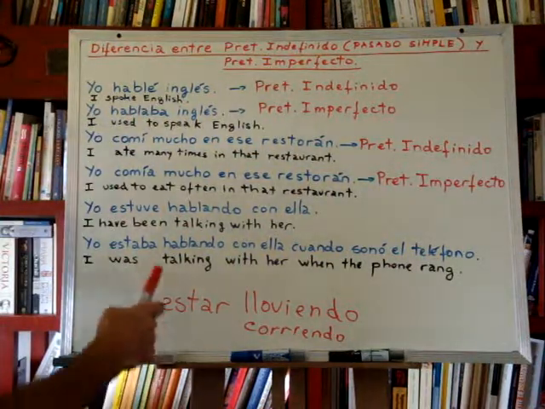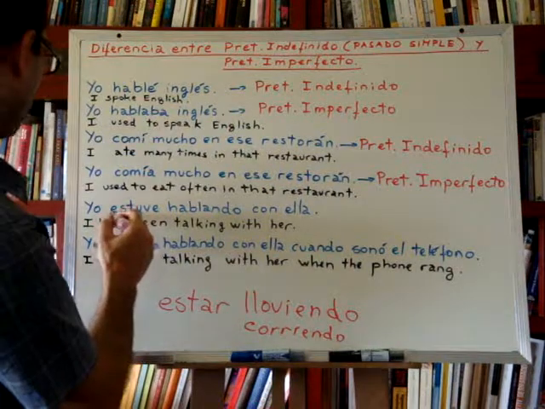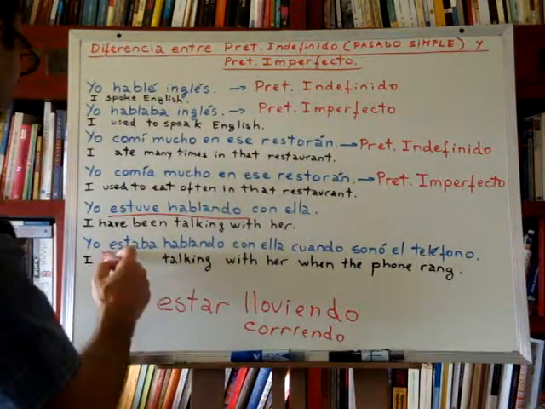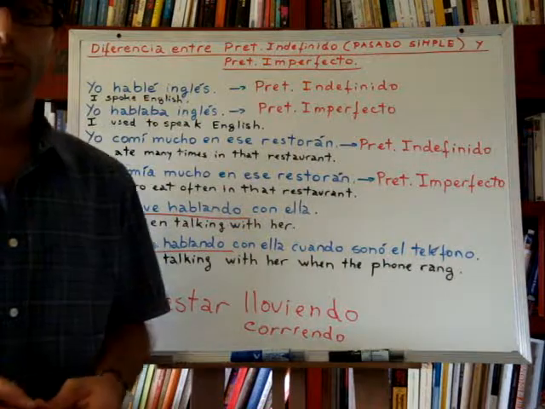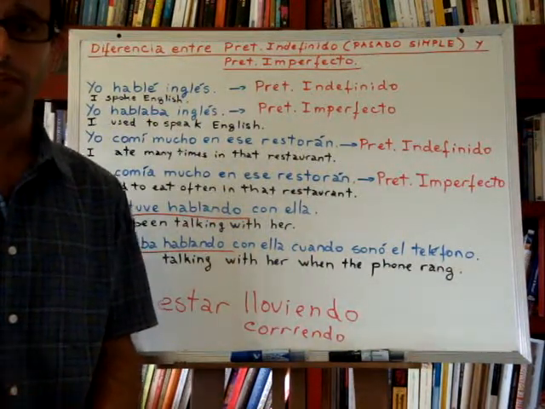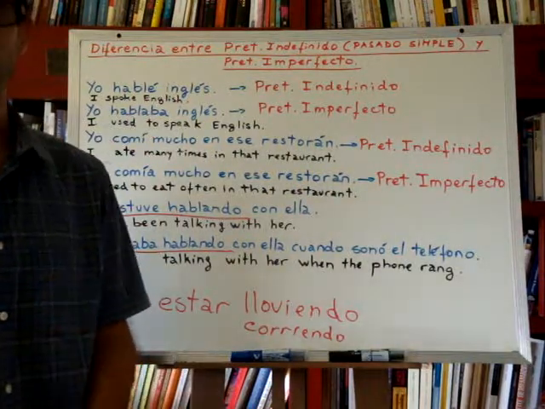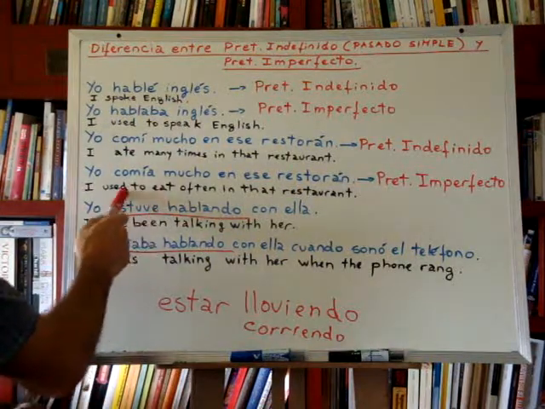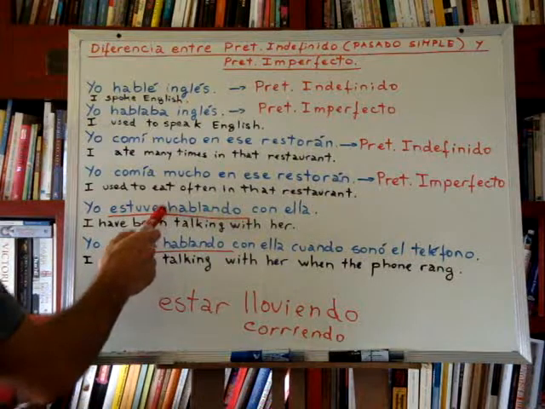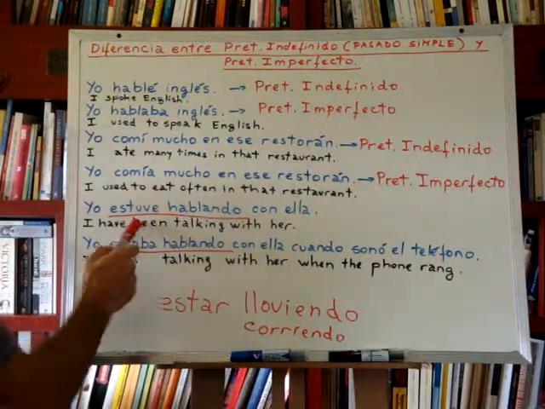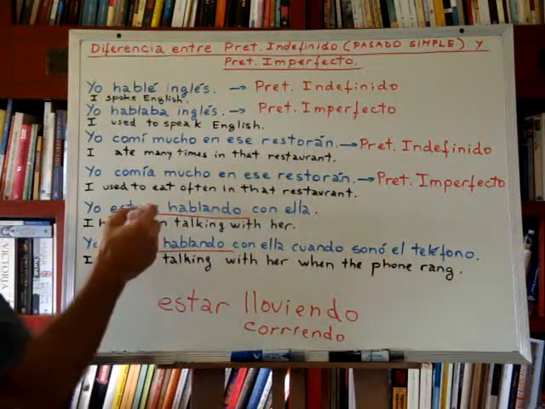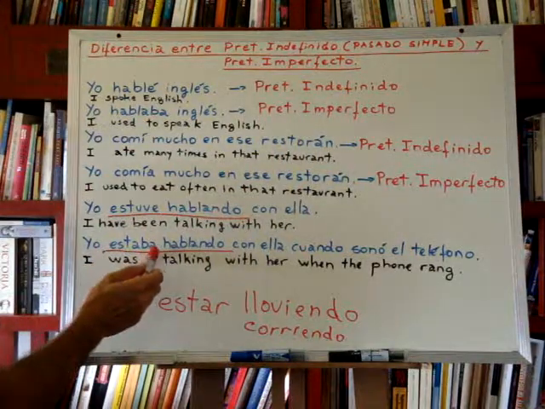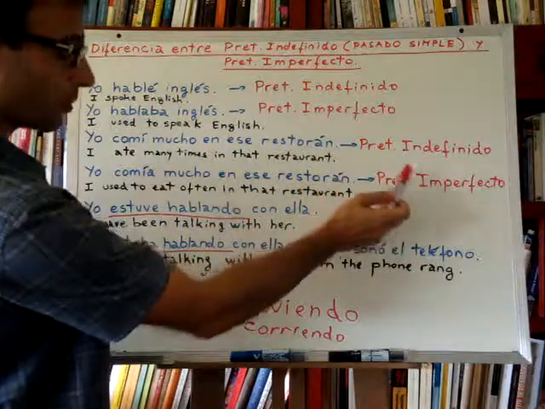So here we are using the verb estar hablando, okay? To be speaking. Since the verb to be is the auxiliary verb, what we conjugate is the auxiliary verb, right? I was speaking, I will be speaking, I have been speaking, right? In Spanish, it's the same. Estar is the auxiliary verb. So what changes, what we conjugate, is the auxiliary verb, right? So here, the verb estar, the auxiliary verb, is conjugated in pretérito indefinido. And here the verb estar is conjugated in pretérito imperfecto, right?